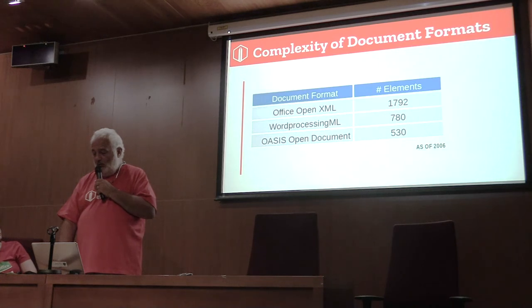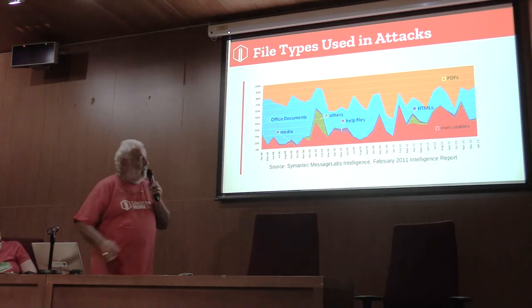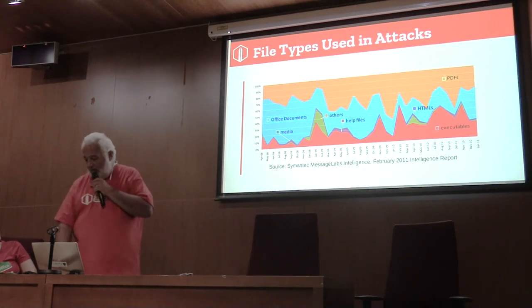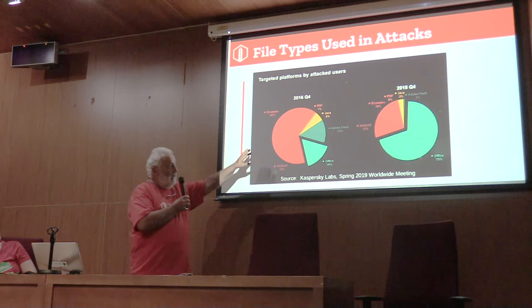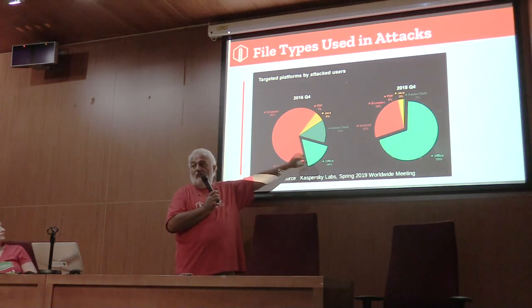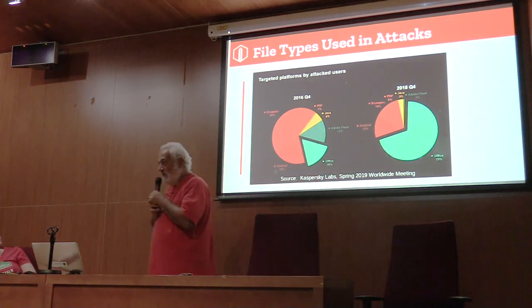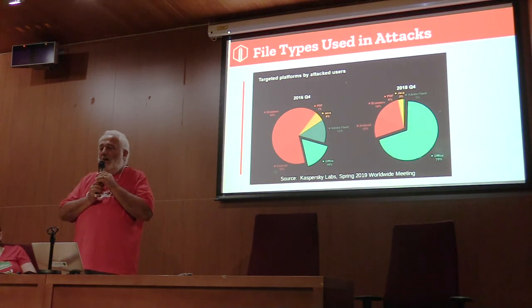The collateral issue: Office documents are used in attacks. This was 2011, research sponsored by the German government and done by Symantec. It's PDF, but these are Office documents, so the blue is Office documents. And this is Kaspersky Lab in 2019. So in the last 3 years, these were attacks using Office documents, and this is attacks using Office documents today. 70% of malware attacks are using an Office document. This, of course, may create an issue.